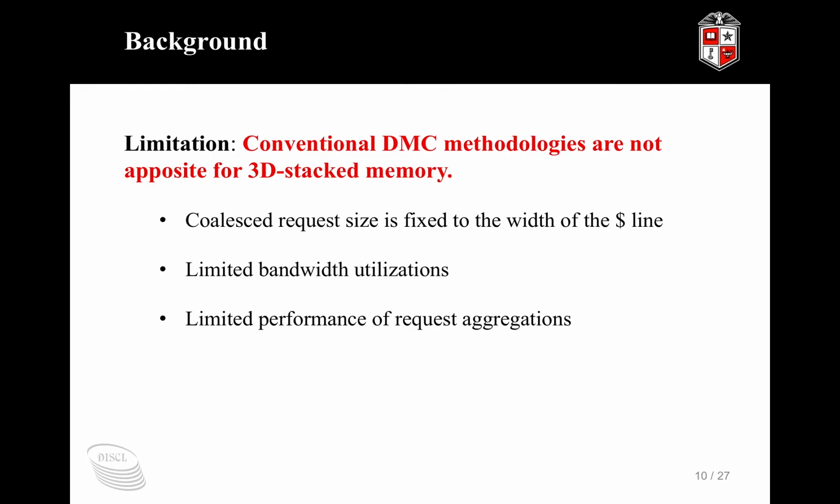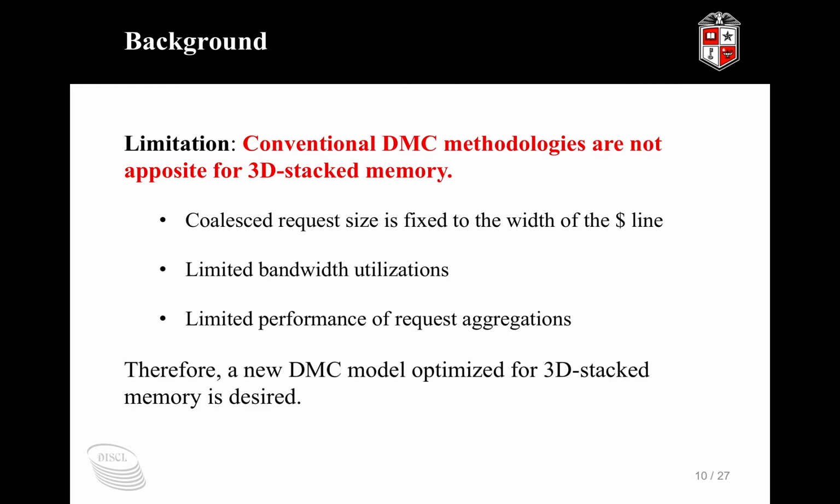Therefore, given the limitations of the conventional DMC methodologies, such as the Coalescer request size being fixed to the width of the cache line, typically 64 bytes, limited bandwidth utilization because of transferring small requests, and limited performance of request aggregation given the granularity of the aggregated request. Traditionally, MSHR-based or cache-based memory coalescing models usually limit the request size to 64 bytes. They cannot combine or aggregate requests that map to adjacent cache lines. Therefore, a new DMC model optimized for 3D stacked memory is desired.